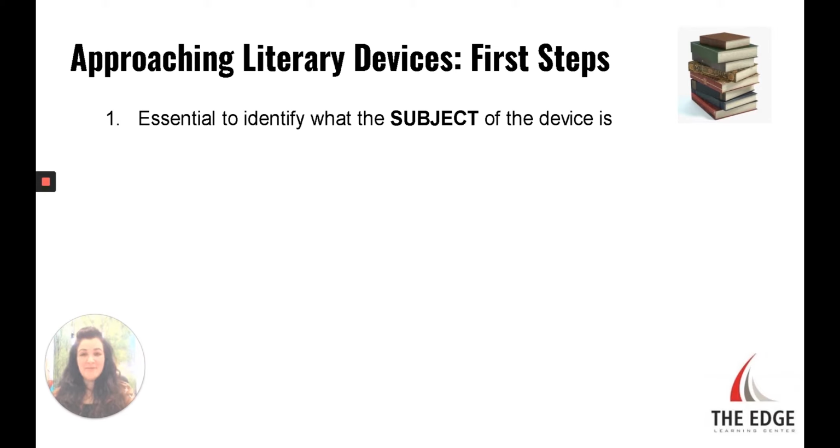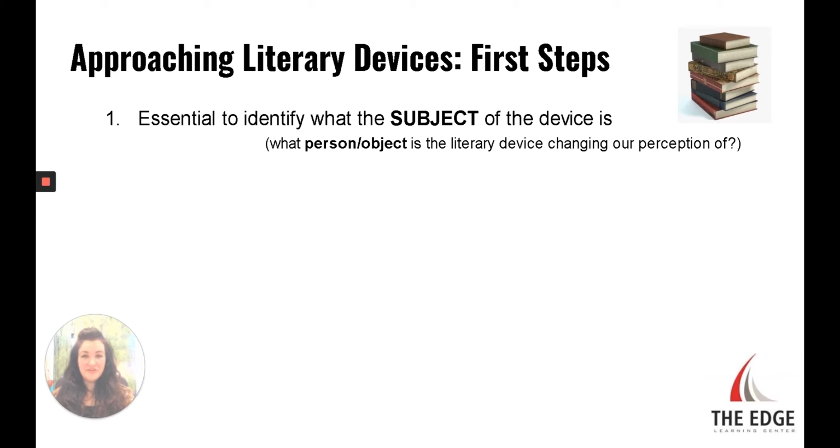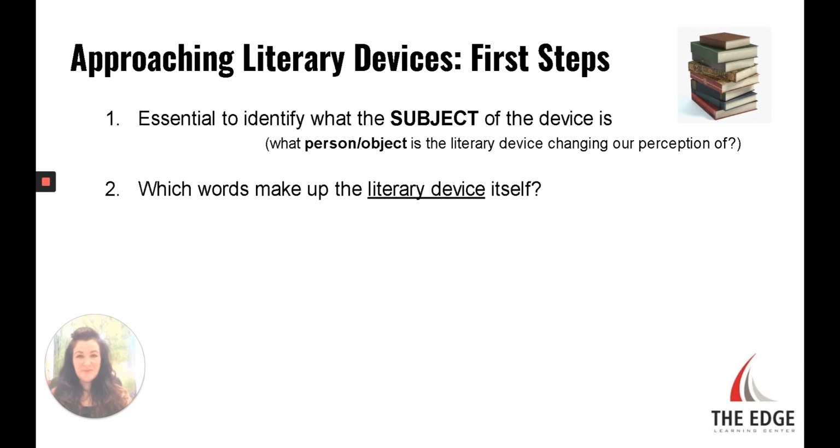So the first step is always to identify what the subject of the device is. Finding the subject, which is the person or the object which is being changed by the literary device, is really important because this is what will help you to uncover the meaning of the device and why the author is using it. After you've identified the subject, the next thing to do is to find out which words make up the literary device itself. This, of course, is essential because it will help you decide what type of literary device it is and also which words to quote when you're discussing it in your essay.